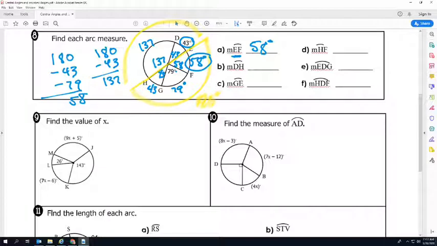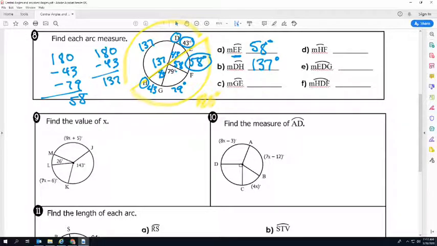Okay, the measure of arc DH, that's going to be from D all the way to H. It's got to be the shortest distance because I only use two letters to name that. So it's got to be less than 180 degrees. And so that answer is going to be 137 degrees.